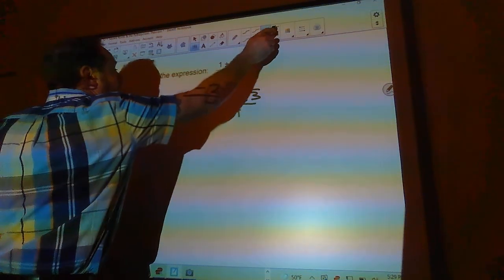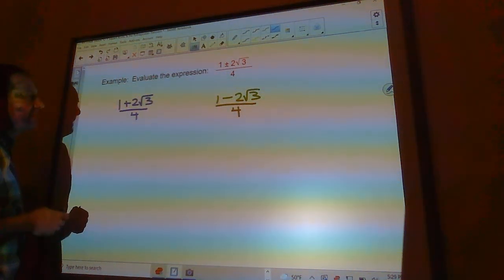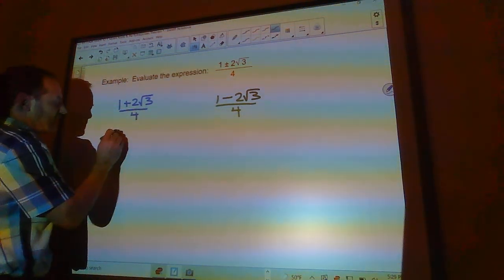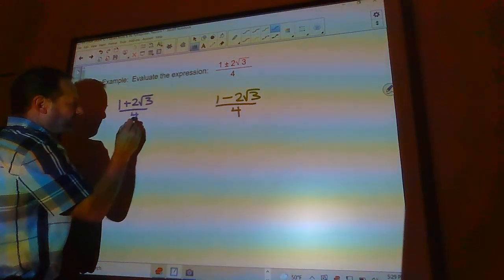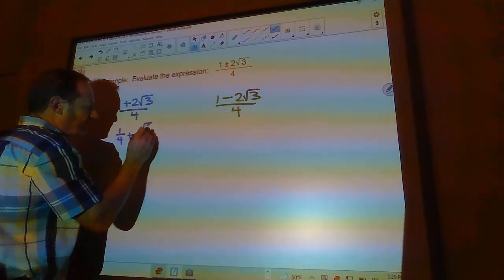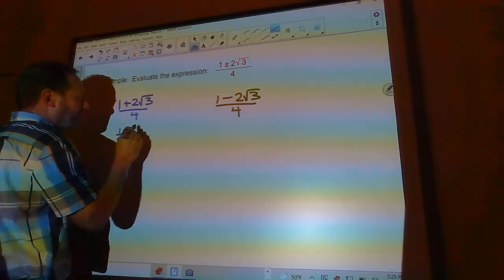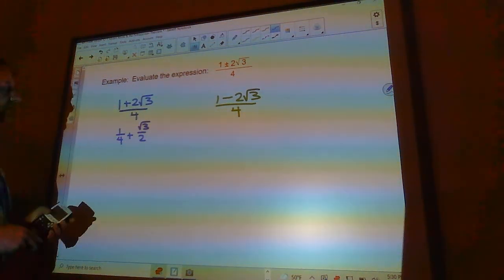Okay? So over here, I can simplify this a little bit. I could change this if I wanted to 1/4 plus 2 divided by 4 is 1/2 square root of 3. So I just put the square root of 3 up here like that. I could do that. I don't really need to do that. I'm going to get a decimal answer for this.